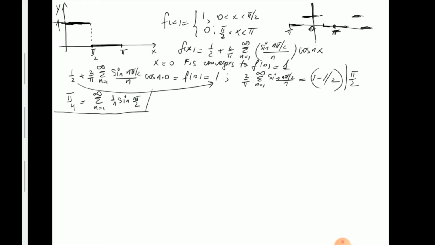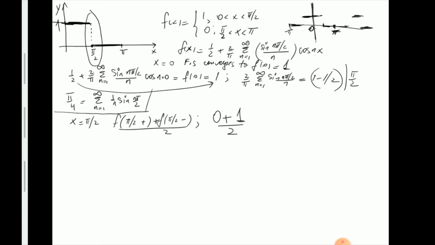All right, so this point 0 is a point of continuity, but let's say you plug in pi over 2 in this series. So let's say you do x equals pi over 2. Because at this point the function is discontinuous, the series will not converge to f of pi over 2, but it will converge to the semi-sum of the sided limits at pi over 2. So the limit to the right at pi over 2 will be 0. If x approaches pi over 2 from the right, it's 0. If it approaches pi over 2 from the left, it's going to be 1. So it's going to be 1 over 2.